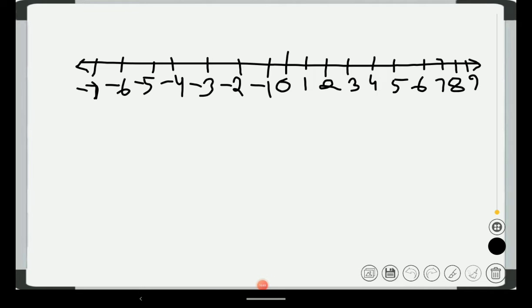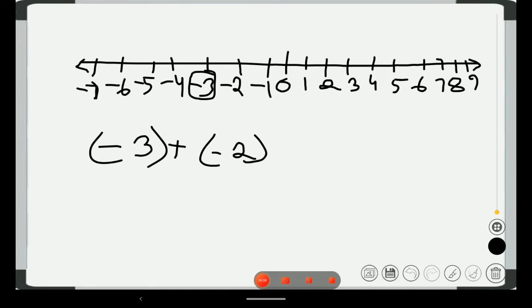Now let's take another example. Let's take minus 3 and add minus 2. Now what would you get? So remember one thing, when you add some integer with a negative integer, you need to jump towards the left. So let's take minus 3.